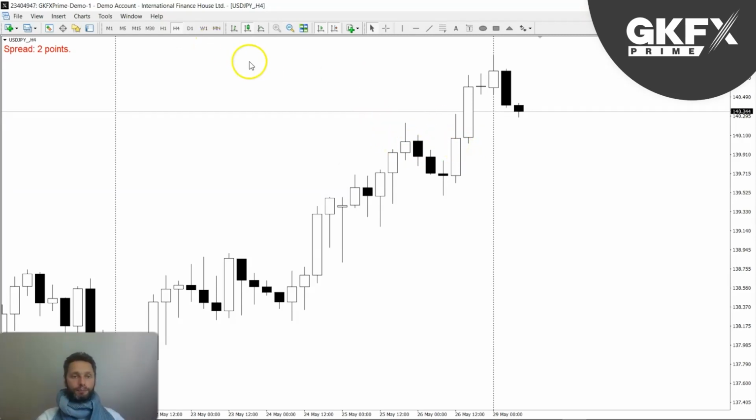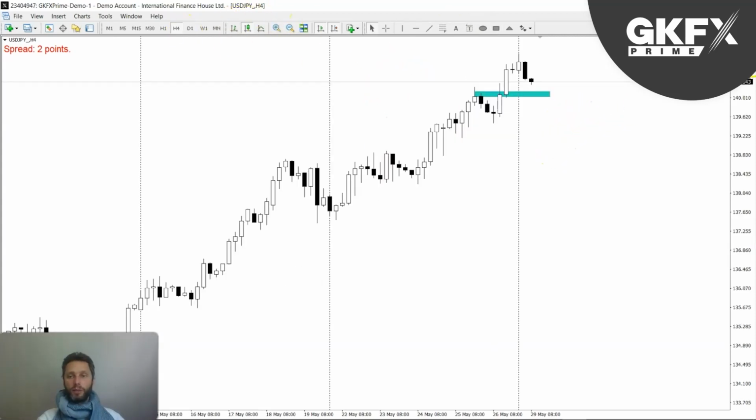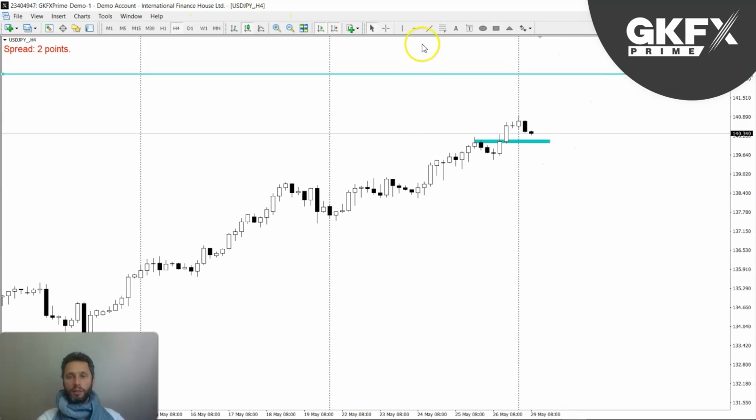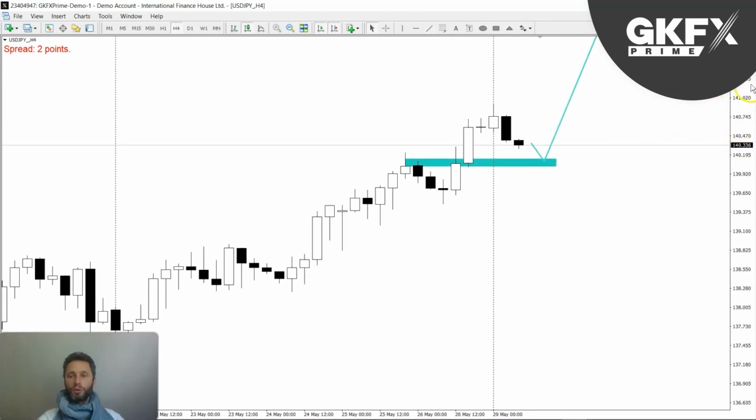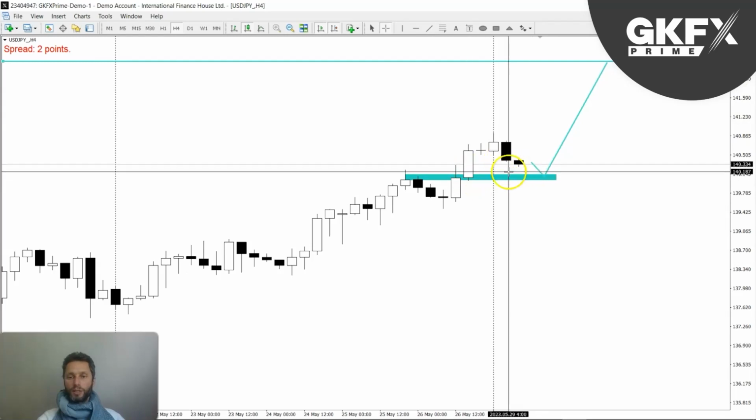Where's the next place to look out for? Well, we've got this obvious level here. So what I would do is, this being the target, just look for that drop into the better price and then continue to the upside. It's the most obvious thing to do at this moment.